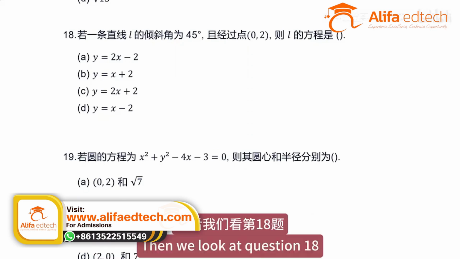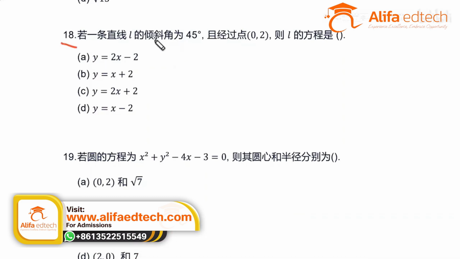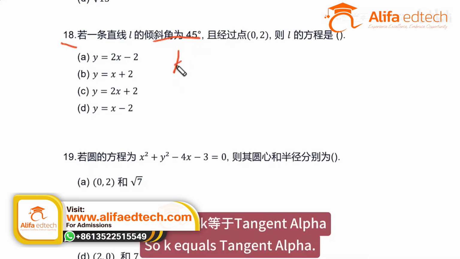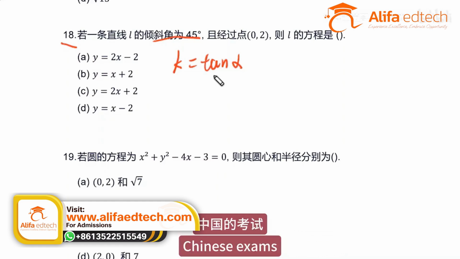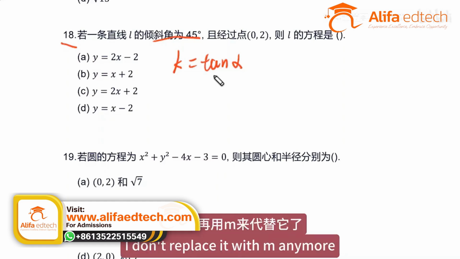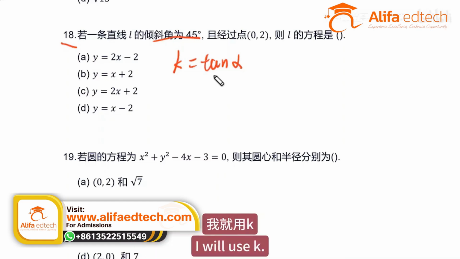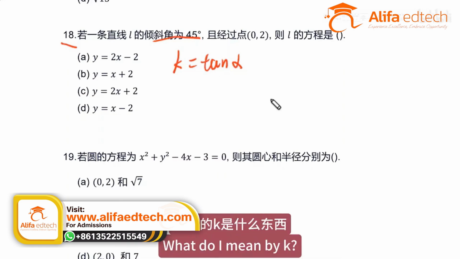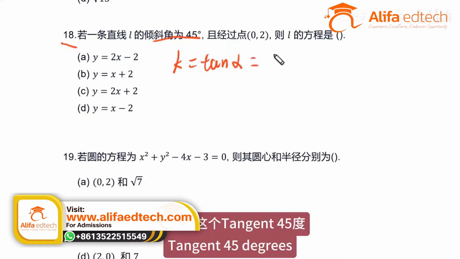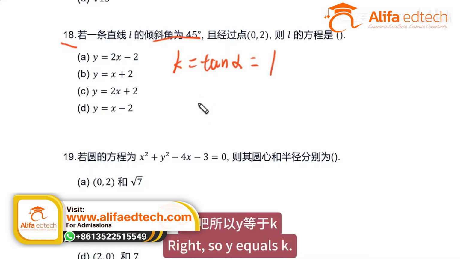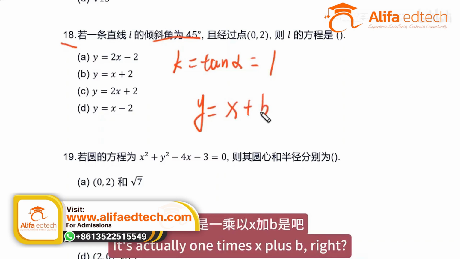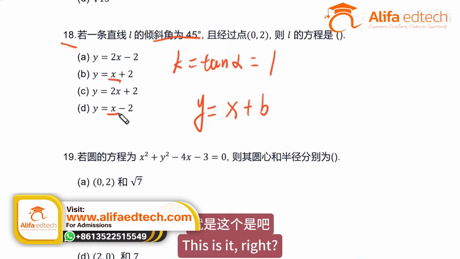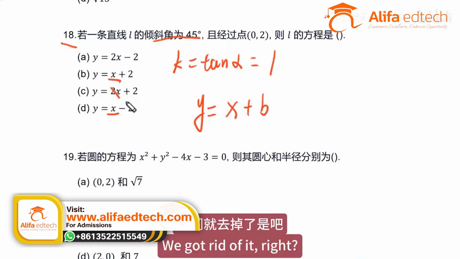Now let's look at question 18. Its angle of inclination is 45 degrees, which actually means k equals tangent alpha, right? Let me remind you again here, since we're taking a Chinese exam. After I explain this m to you, I won't use m as a substitute anymore. All right, I'll just use k, and you just need to know what I mean by k. So tangent 45 degrees equals 1, right? y equals kx plus b, which is actually 1 times x plus b, right? So we can see this one, right? This is 2, so we eliminate it, right? So which one is it exactly?